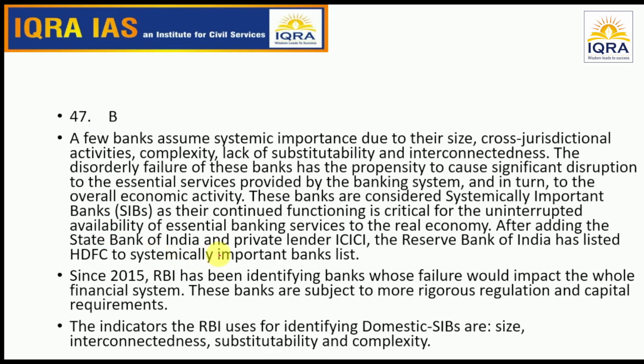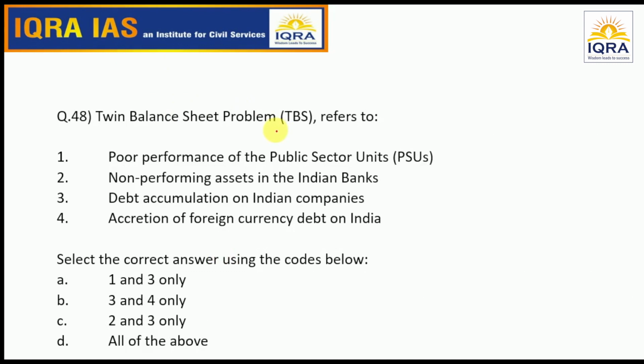Moving on to question number 48. Twin balance sheet problem refers to number 1, poor performance of PSUs, non-performing assets in the Indian banks. Yes. Debt accumulation by Indian companies. Yes. Accretion of oil. No. I think this one is correct.